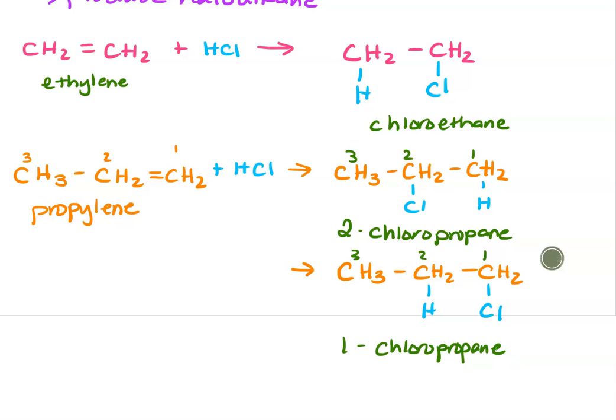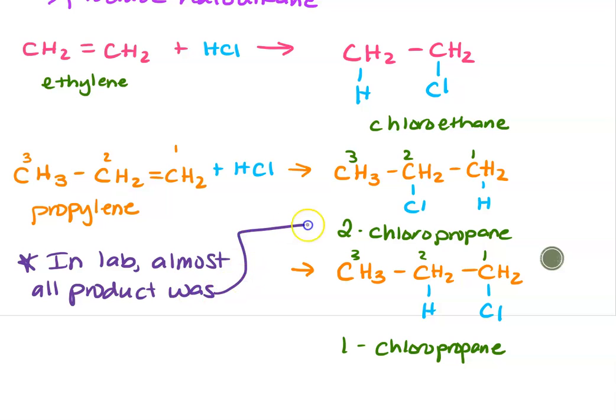So it can go in either place. The question now becomes, which one do we get? What was found is that when this reaction was performed in the laboratory, almost all the product was, drumroll please, 2-chloropropane. Okay, so why is that? Is it just because of this particular compound? Is it all of the time? What is going on here?